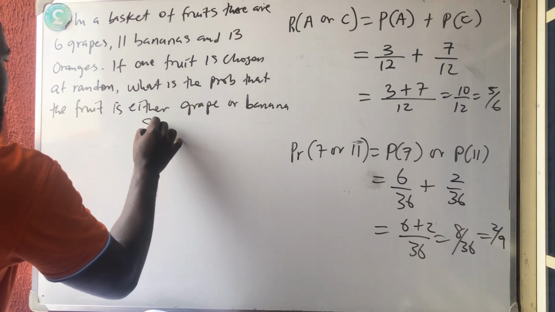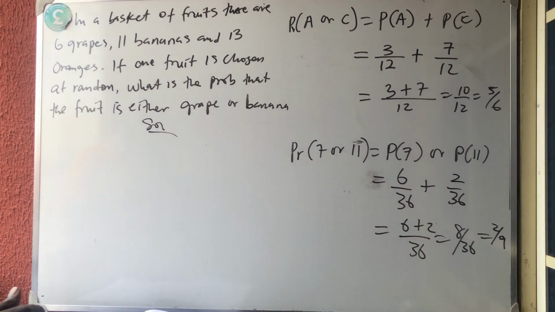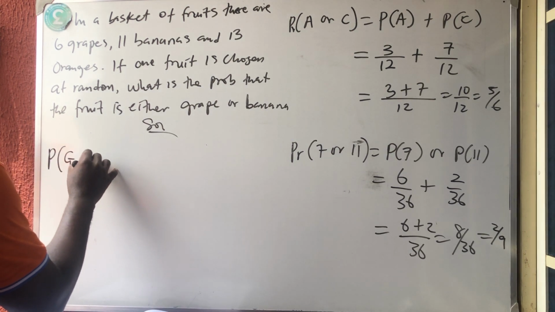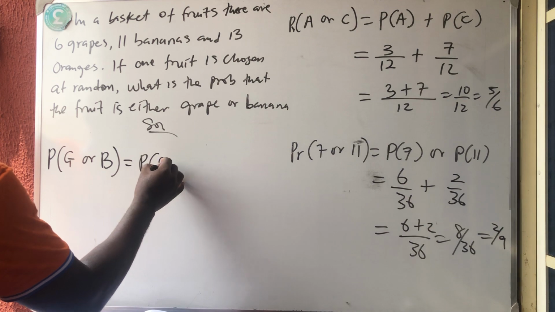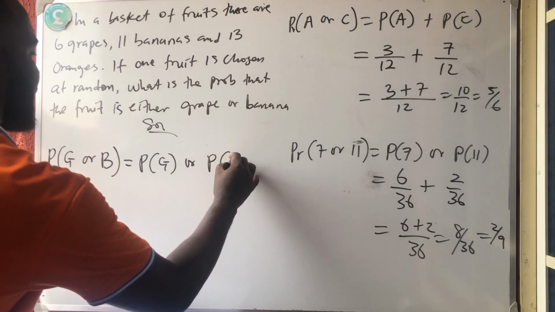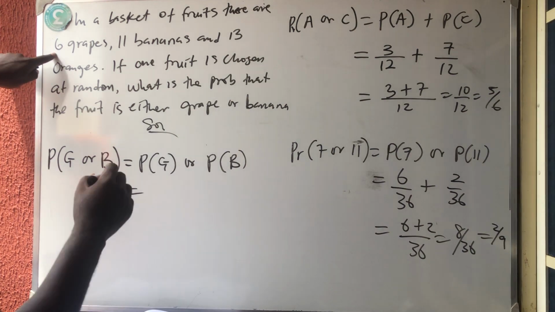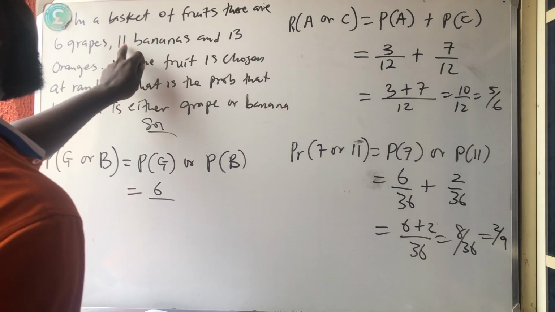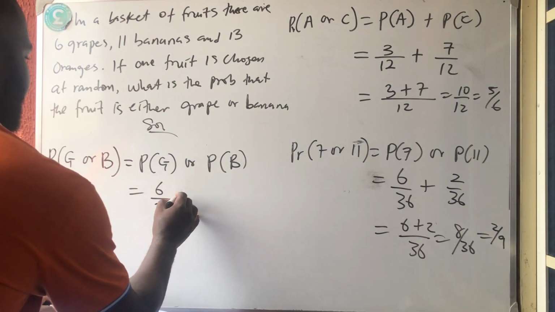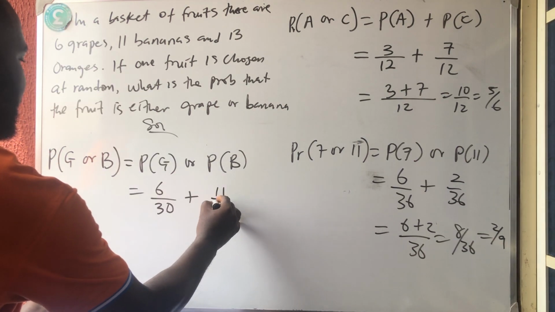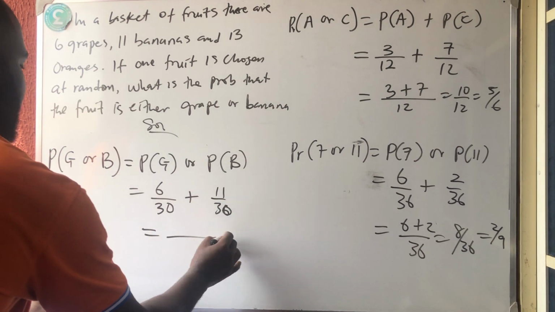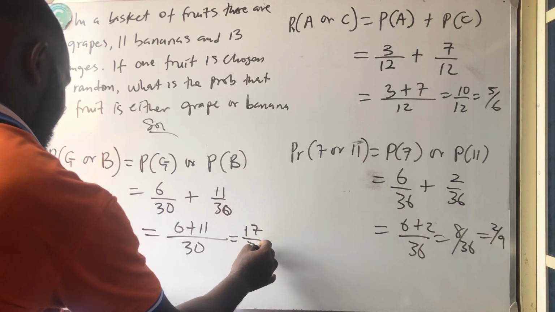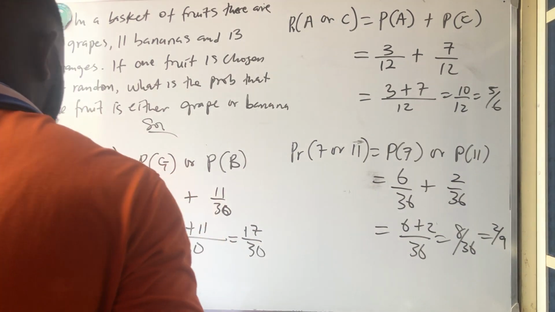Okay. Now you cannot choose something and that thing will be grape and at the same time banana. So they are mutually exclusive. So probability of grape or banana is simply probability of grape plus probability of banana. Probability of grape is 6 over the total, which is 30, plus banana is 11 over 30. So both of them give me 6 plus 11 over 30. So I'm left with 17 over 30. Okay. The next one.